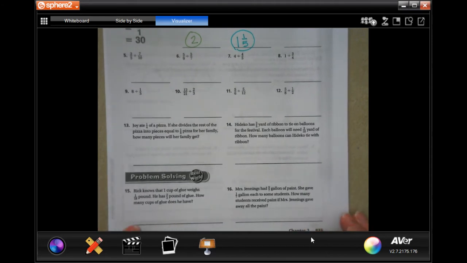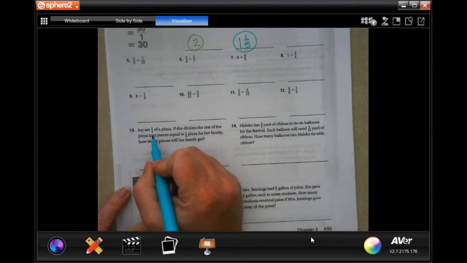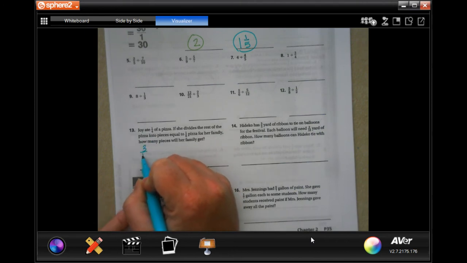It says, Joy ate a quarter of a pizza. If she divides the rest of the pizza into pieces equal to 1/8 pizza for her family, how many pieces will her family get? Okay, so if she ate 1/4, then there's 3/4 left.